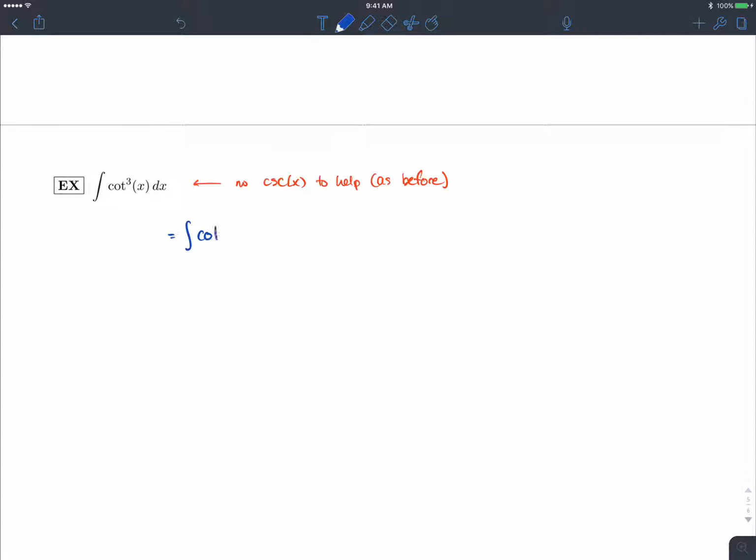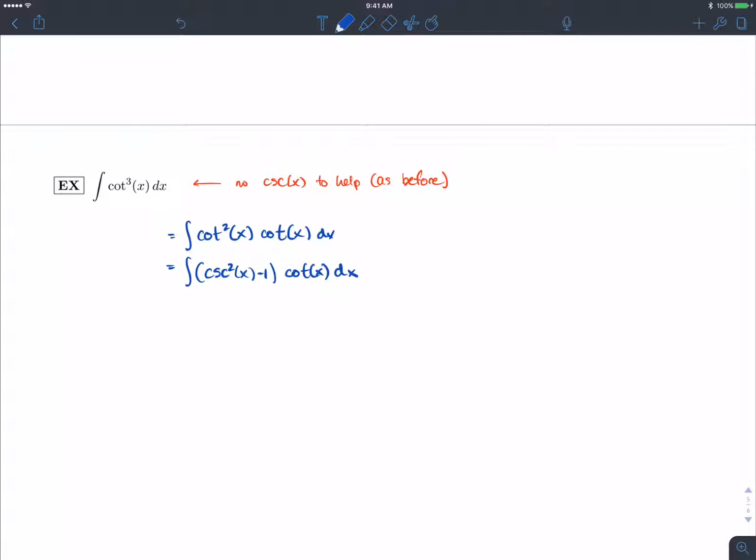What if we pulled off, instead of the cubed, we pulled off one of those and we made it cotangent squared times cotangent dx. Now, getting an even power opens the door for us to use Pythagorean identities. So maybe we could write cotangent squared as cosecant squared x minus 1 using its Pythagorean identity, and then that leaves us with times cotangent of x dx.